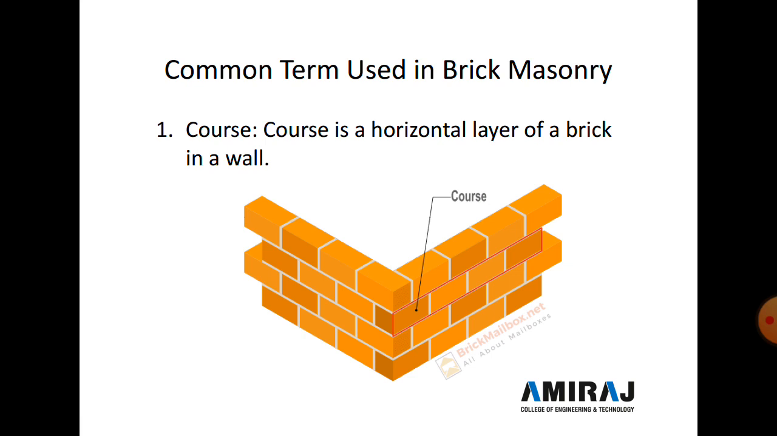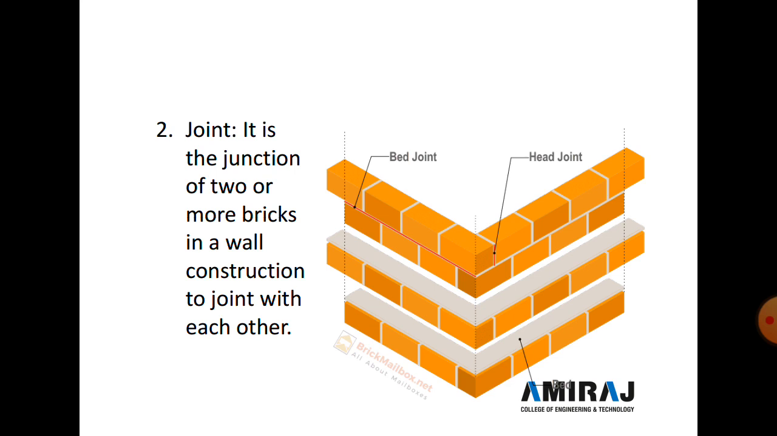Now next we discuss the common terms used in brick masonry. Here are some of the common terms or definitions generally used in brick masonry. One by one we discuss. The first term is course. Course is a horizontal layer of bricks in a wall. See that figure. In this figure there are four horizontal layers of brick, so it is called four courses of brick. Clear?